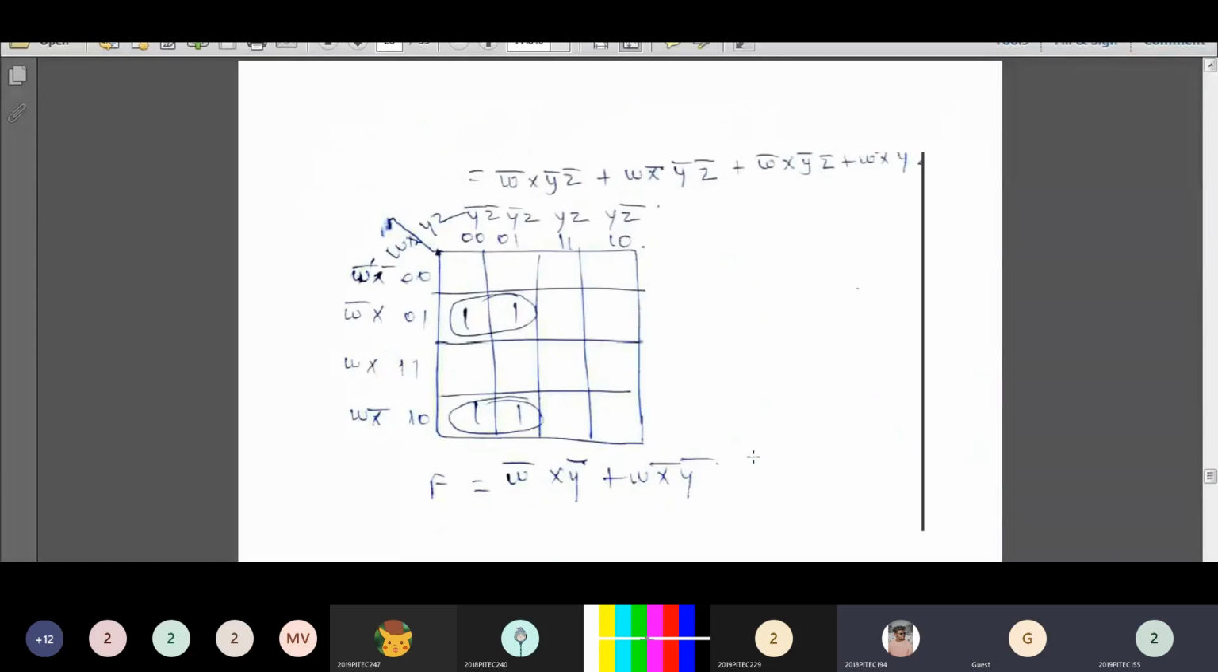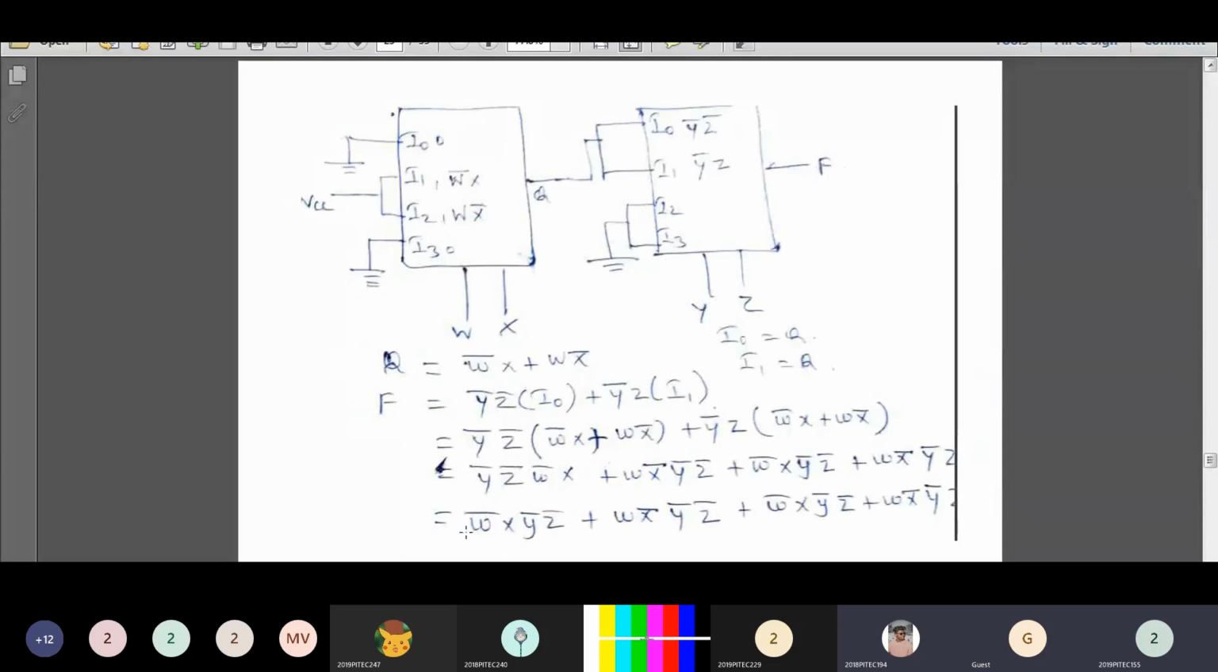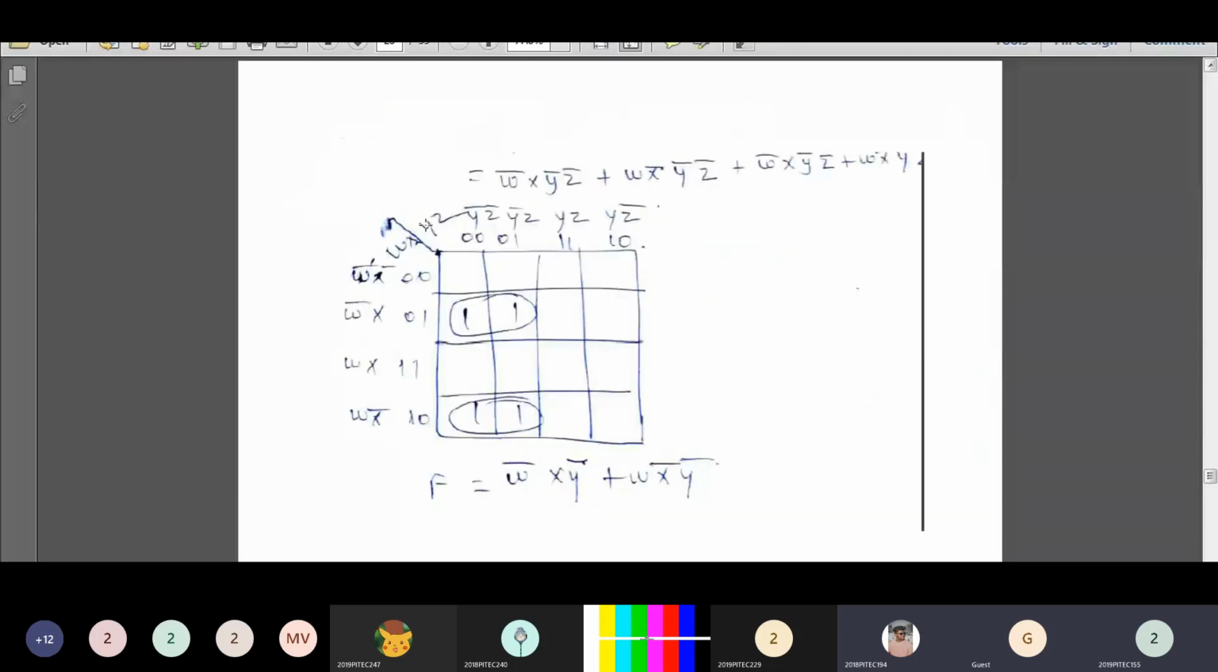By using the KMAP method, we are going to minimize the expression. This is a 4 variable function, so you need a 4 variable map to implement the function. So let us take one 4 variable KMAP. It consists of 16 cells. Now we are going to put one for the given min terms. This cell represents the min term W dash X Y dash Z dash.